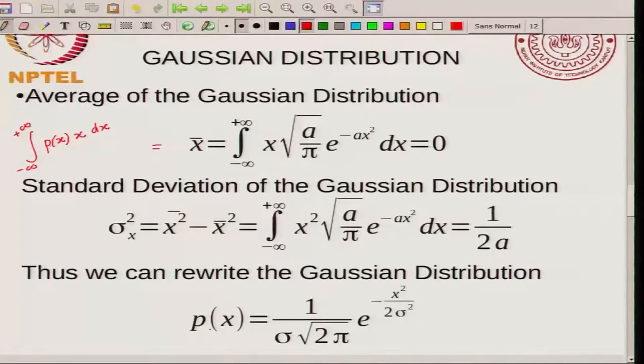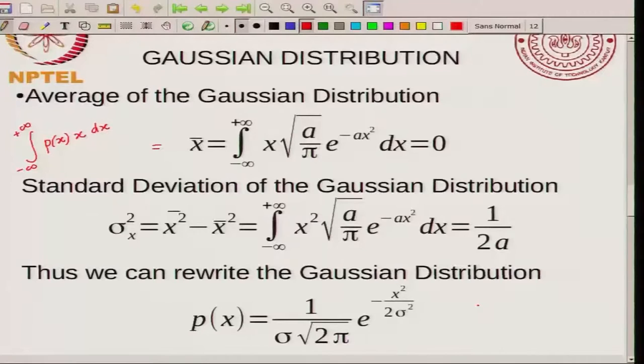I can write a as 1 by 2 sigma squared. And so, I can write my Gaussian distribution in this form. Where I had square root of a by pi, I'll have 1 over sigma root 2 pi. And where I had a x squared, I'll have minus x squared divided by 2 sigma squared. Okay. So, this is the usual form of the Gaussian distribution, and what we notice is that if you know sigma, you can write the Gaussian distribution.